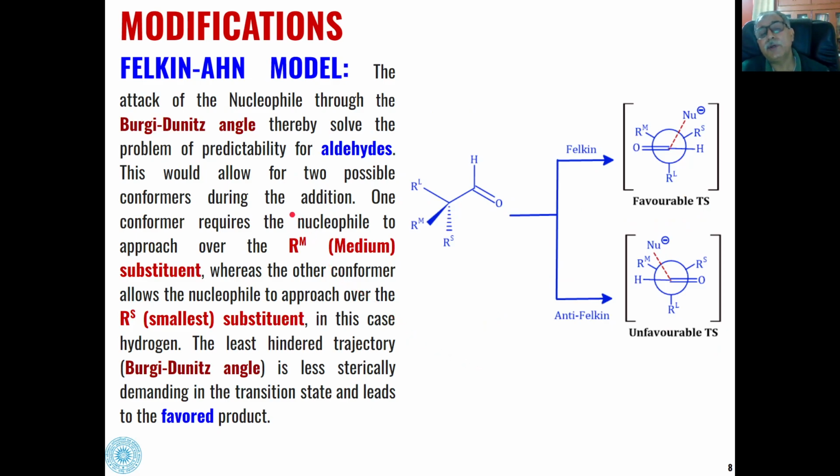Now, if we apply this Felkin-Anh model to aldehydes, say we have this type of aldehyde where at the alpha carbon we have this smaller group, this medium group, and this larger group. And as per the Felkin model, the larger group should be anti to the carbonyl, right? So this should be at the anti position and it should be perpendicular to the carbonyl group.